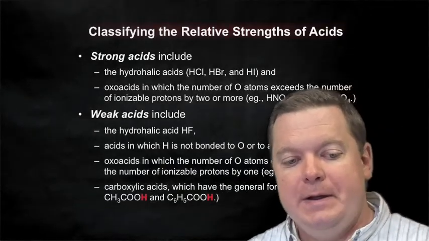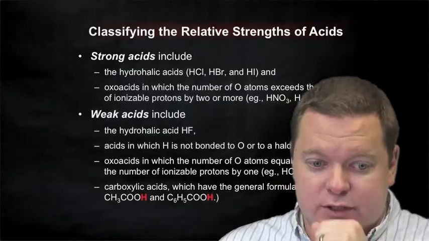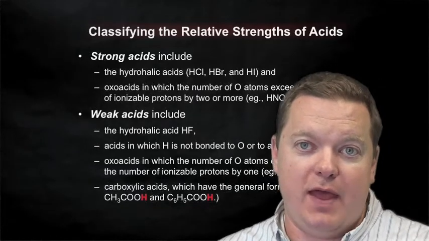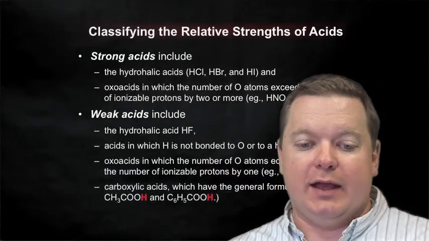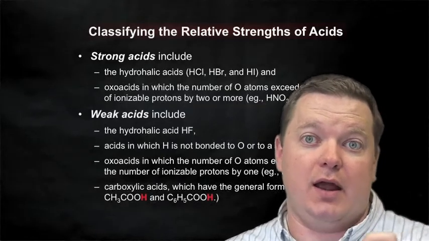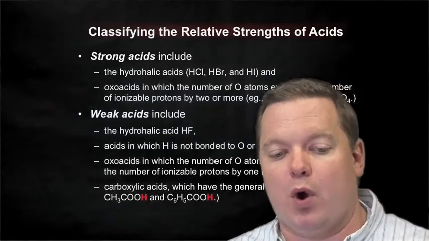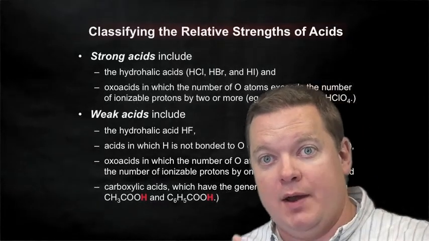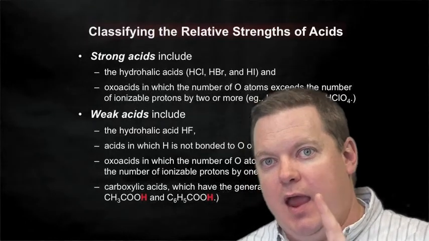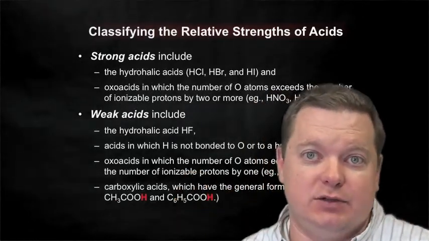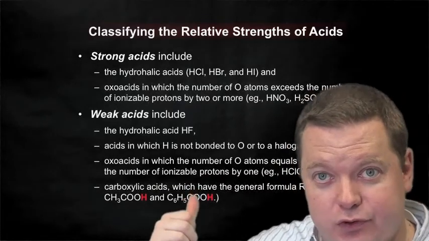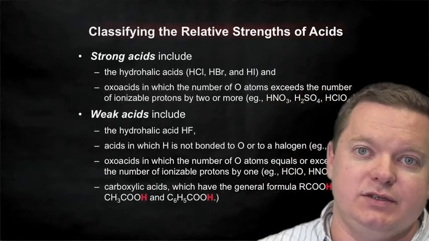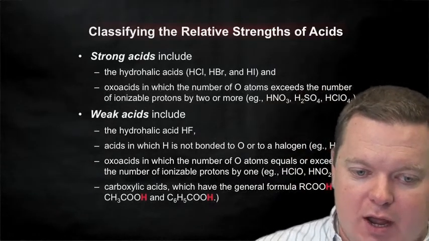to be strong acids. For the oxoacids, we're going to say it's a strong acid if the number of oxygens in that polyatomic ion exceeds the number of hydrogens, the ionizable protons, by 2 or more. So if we look at nitric acid, for example, HNO3, we have 1 ionizable proton, or 1 hydrogen, and 3 oxygens. That exceeds by 2, so we would predict, and it is true, that nitric acid is a strong acid.